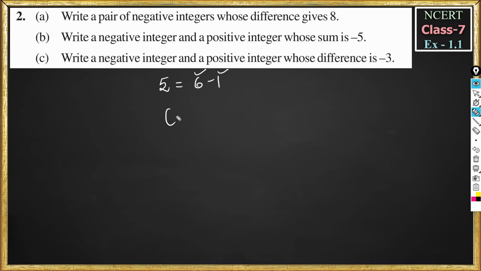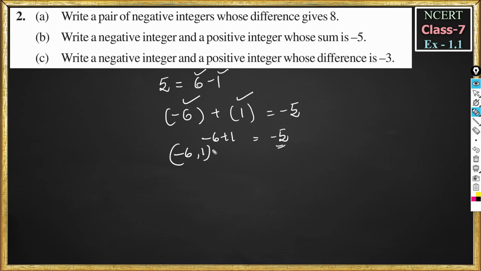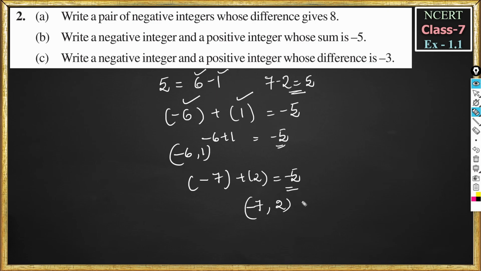So the sum of a negative integer and a positive integer should be equal to minus 5. So if we put 6 here and 1 here, we get minus 6 plus 1, which is equal to minus 5. So minus 6 and 1 are the pair of negative and positive integers whose sum is minus 5. Similarly, 7 minus 2 is also equal to 5. So we'll try putting minus 7 plus 2, which is equal to minus 5. Thus, minus 7 and 2 are also a pair of a negative integer and a positive integer whose sum is minus 5.